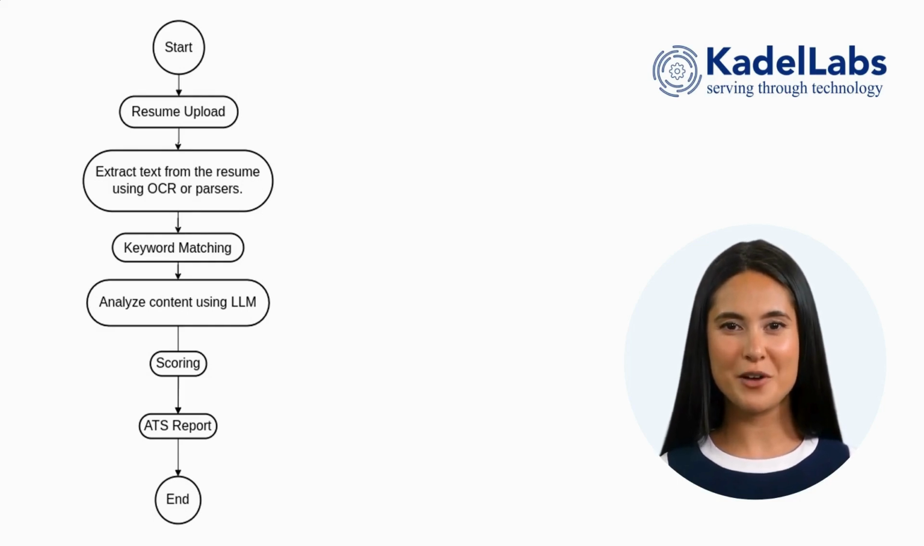Check this simple flow to understand how it works. The flow begins with uploading a resume in PDF or docx format. The system processes it using OCR or parsers, then matches the extracted text with job description keywords.